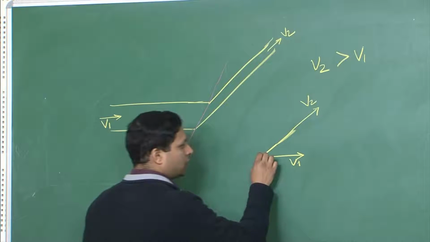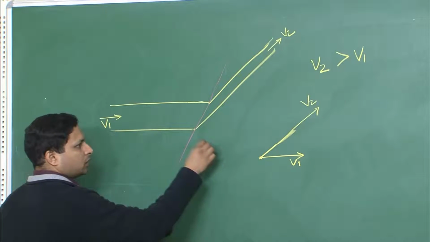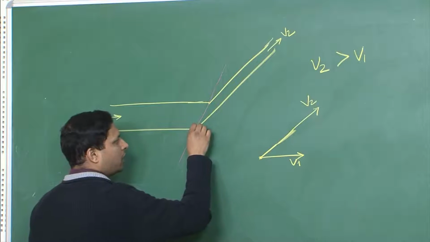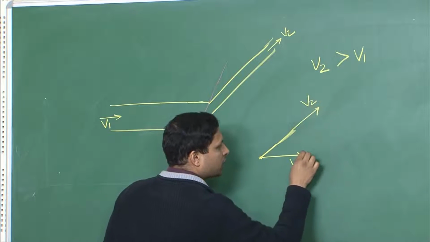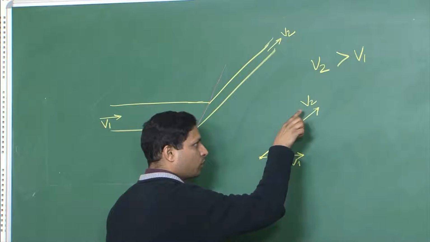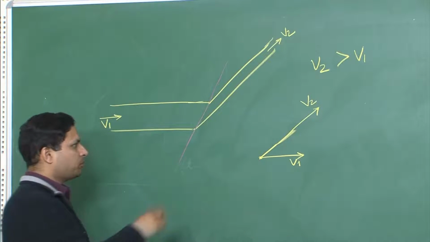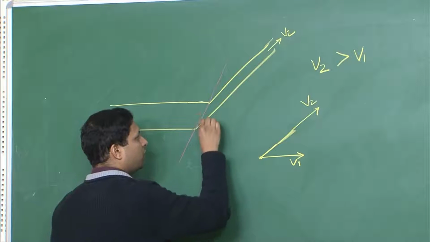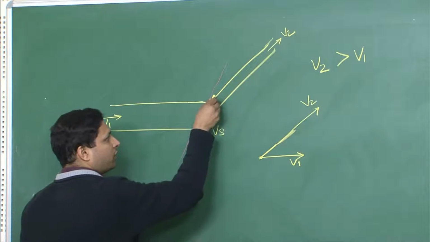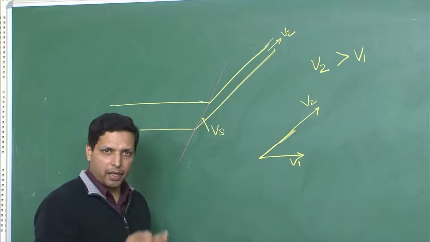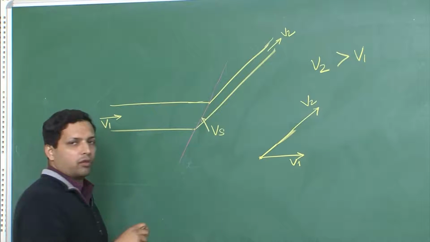Now, this is the initial velocity, this is the final velocity, and this change in velocity is occurring along this line. If you look at this, it will give you not only the magnitude of v2, but also the magnitude of this particular velocity, which is called vs, where the shearing is taking place. So, we have defined a sharp plane along which shearing is taking place.